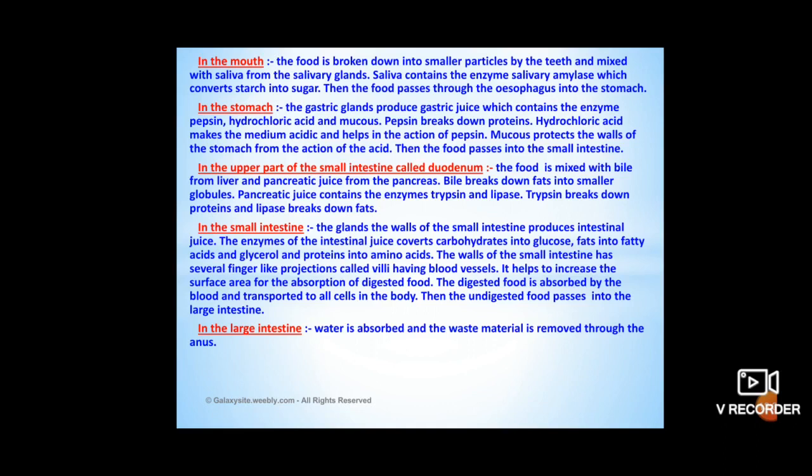In the large intestine, water and other waste material, and the proteins and lipids that were skipped in the small intestine, are reabsorbed. After the reabsorption, whatever undigested food material remains comes out of the body through the anus, which is also called the rectum.